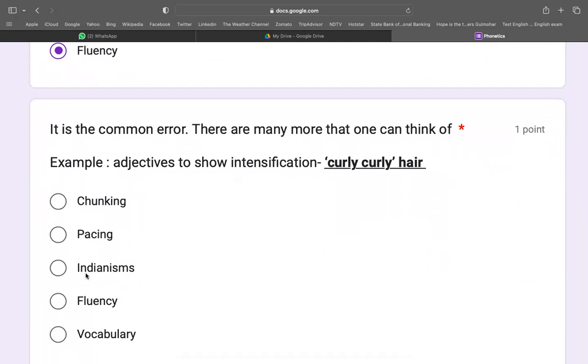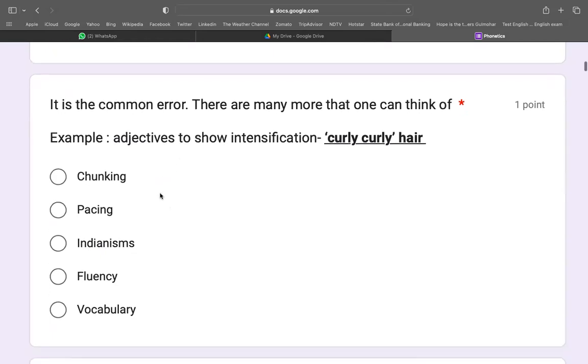Then the next one, it is the common error. There are many more than that one can think of. जैसे कि यहाँ पे एक एग्जाम्पल दिया गया है, that is called as adjectives to show intensification. Adjectives to show intensification. Curly है, तो ये एक एडजेक्टिव्स है, राइट?